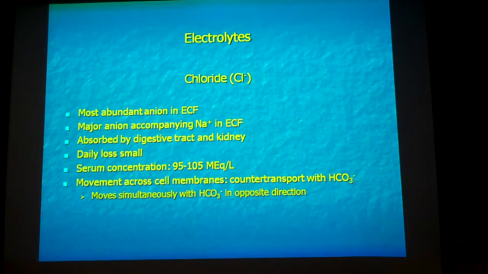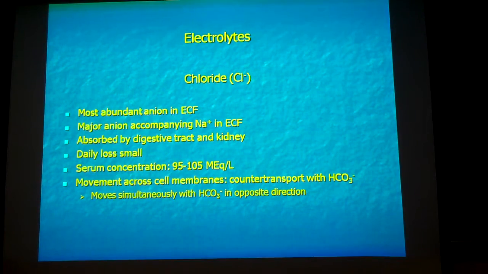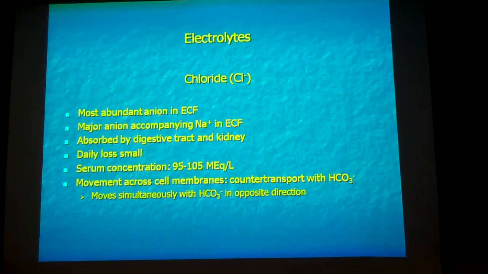All right, moving on. Chloride. Now, chloride is going to move with sodium, isn't it? So it's the most abundant anion in extracellular fluid. It's absorbed by the digestive tract and the kidney. Daily loss is small. This is the normal range for its concentration. Right.